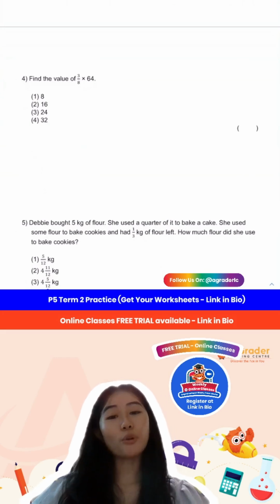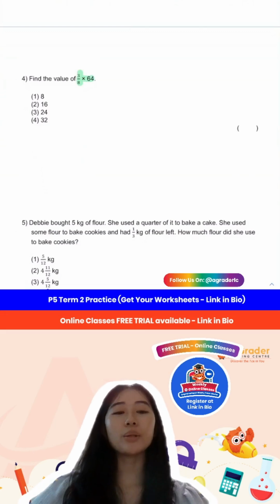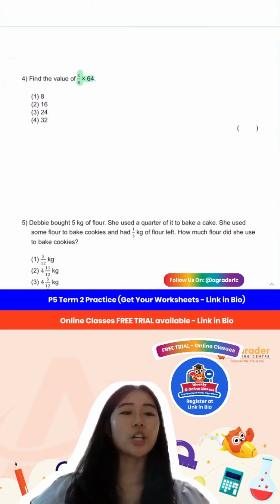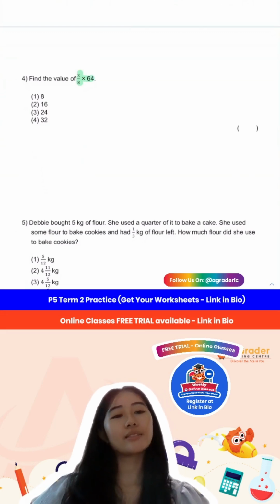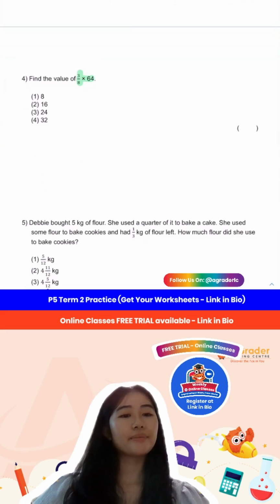Okay, so question 4, you're asked to multiply this fraction with a whole number. So what is the value of 3 over 8 times 64? Let me know your answers in the chat. Okay, I think most of you are correct. Another 10 seconds to send in your answers.